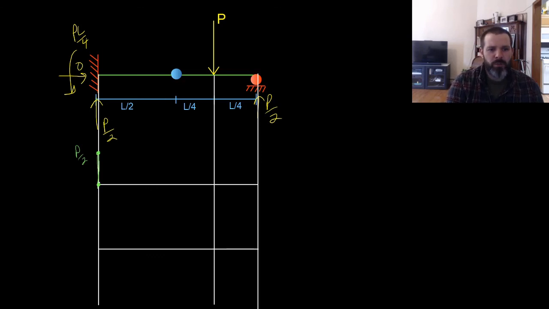Since there's basically no forces from here to here, the shear diagram will remain constant. At the load of P, we're going to jump by a total of P. So go from positive P over 2 down to negative P over 2.